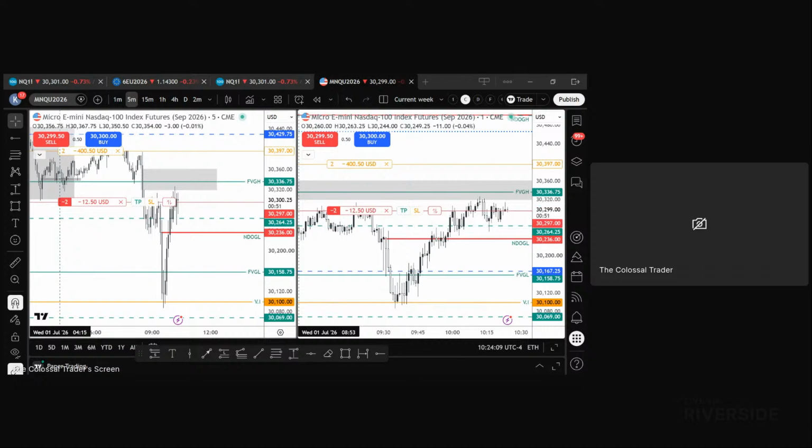The momentum on S&P and Nasdaq is really ridiculous. I mean, US 30 is ridiculous though. They really push higher.